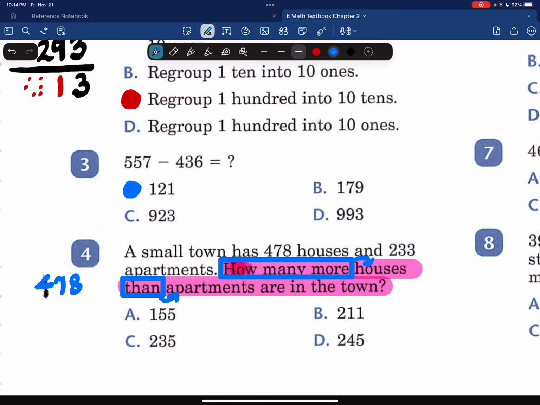Okay, that is clearly not what I wanted to do. And 233. And I'm going to use the algorithm on this one. 8 take away 3 is 5. 7 take away 3 is 4. And 4 take away 2 is 2. So I like answer D. There are 245 more houses.